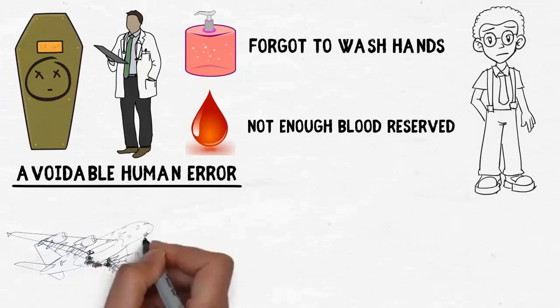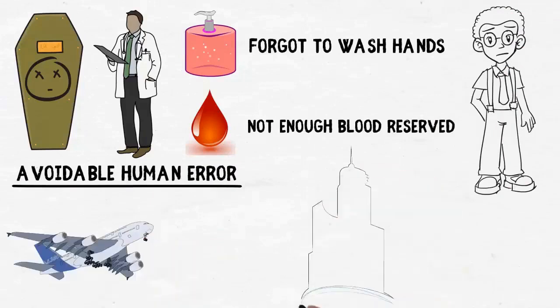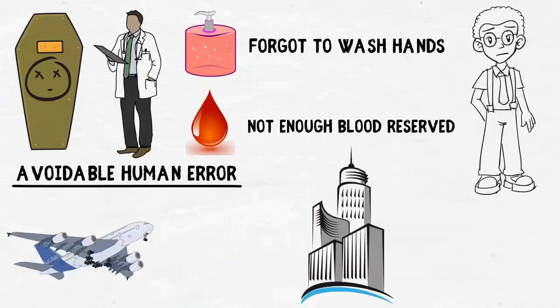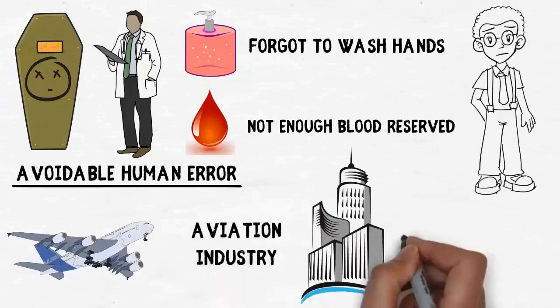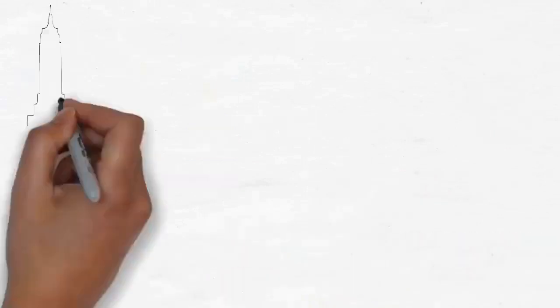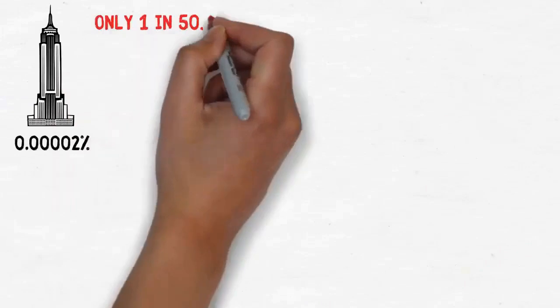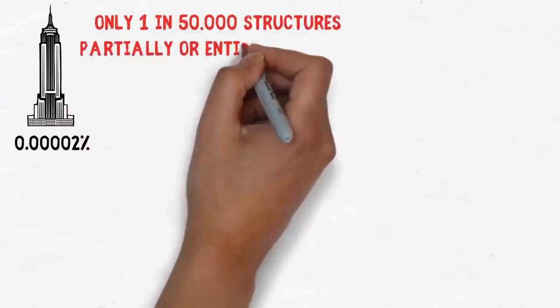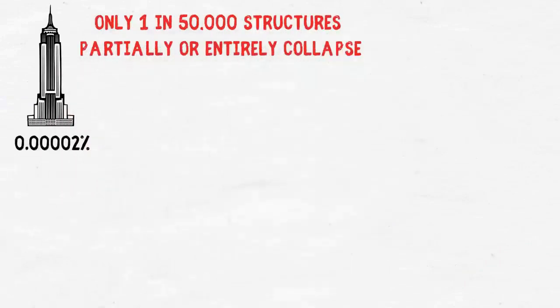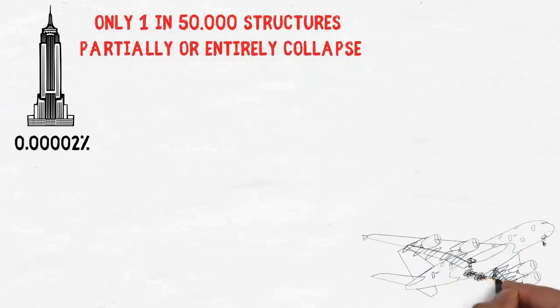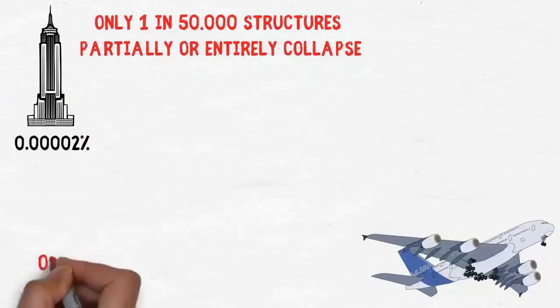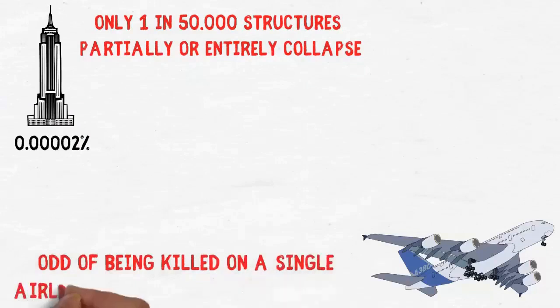Therefore, the author researched the two most complex and safe industries in the world for solutions: the aviation industry and the building construction industry. In the construction industry, the building failure rate is 0.002%. That means, out of 50,000 structures, only one structure might collapse due to avoidable human error. And in the aviation industry, the probability of death is 29 out of a million, only 1.